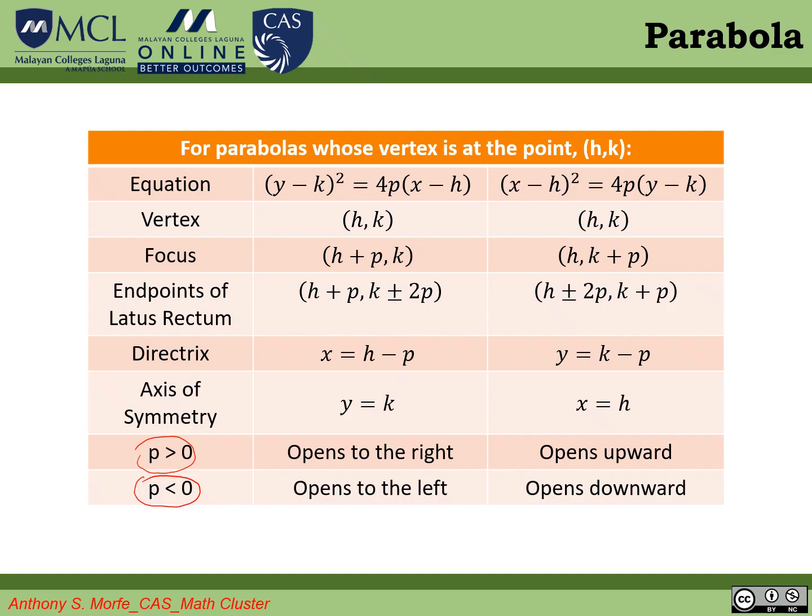Now for the axis of symmetry, for the first equation, we have y equal to k. And the other one is x equal to h. So again, this slide is a very important slide. This summarizes everything, class. For a parabola whose vertex is at the point with coordinates h and k, this is very important information that you need to be familiar with, or if you can memorize it, that's the best.